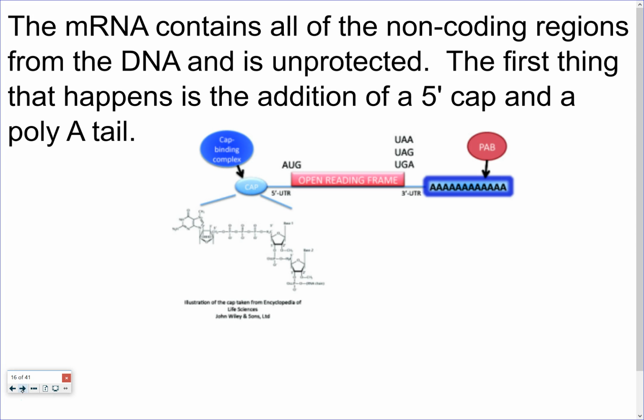The mRNA contains all of the same non-coding regions that the DNA had, and it is unprotected at this time. So the first thing you have to do is put a 5' cap or a GTP cap, and that will be at one end, or the 5' end. And the other end will have what is known as a poly-A tail, and there will be many adenines making this poly-A tail, and that is on the 3' end.